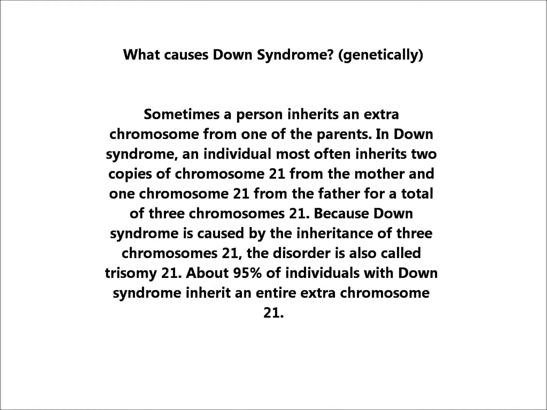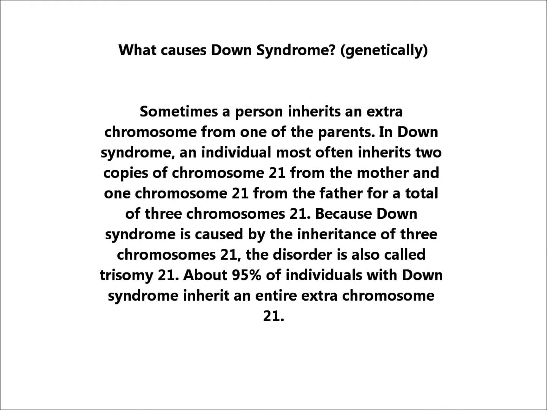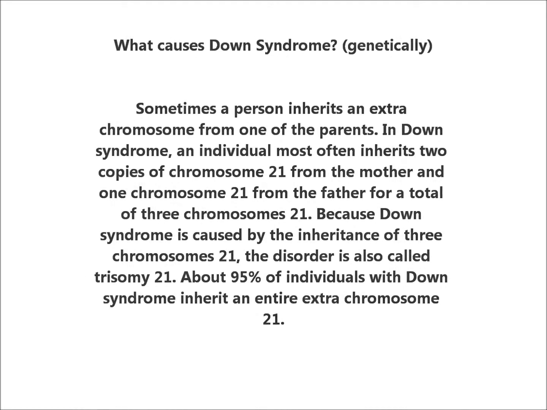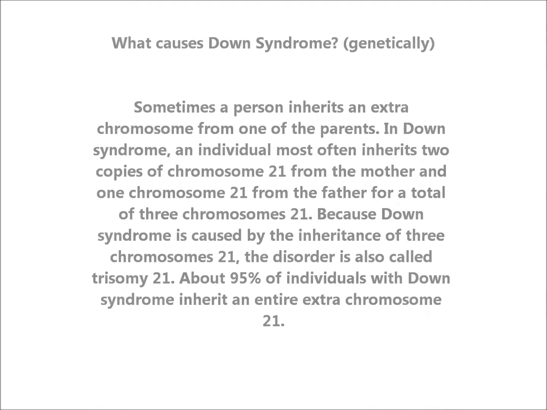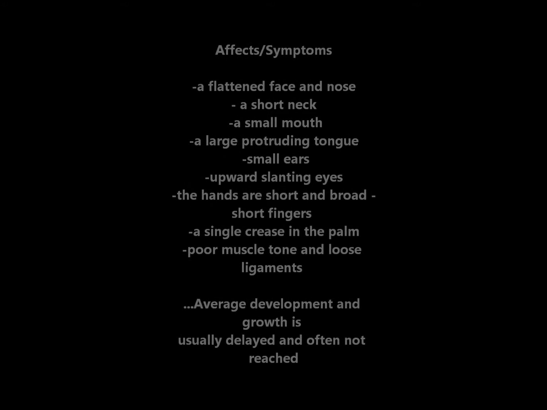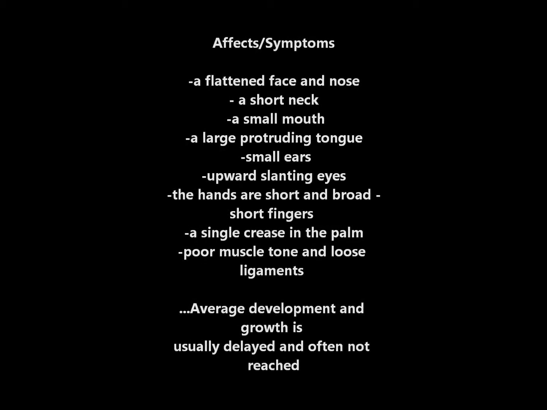Because Down syndrome is caused by the inheritance of 3 chromosomes 21, the disorder is also called trisomy 21. About 95% of the individuals with Down syndrome inherit an extra chromosome 21. The effects and symptoms include a flattened face and nose, a short neck, a small mouth, a large protruding tongue, small ears, upward slanting eyes.